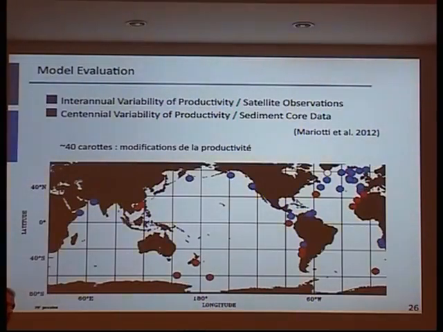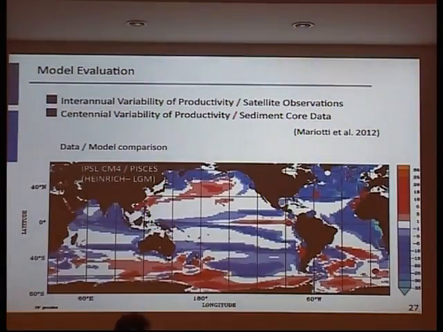So we ran the model, basically simulating an idealized event here, and then you can compare qualitatively the changes in NPP that respond to these events and the gathered information here. And you see that in the North Atlantic, if you bring lots of fresh water, you will change the stratification and you will decrease NPP, as the sediment cores will tell you.